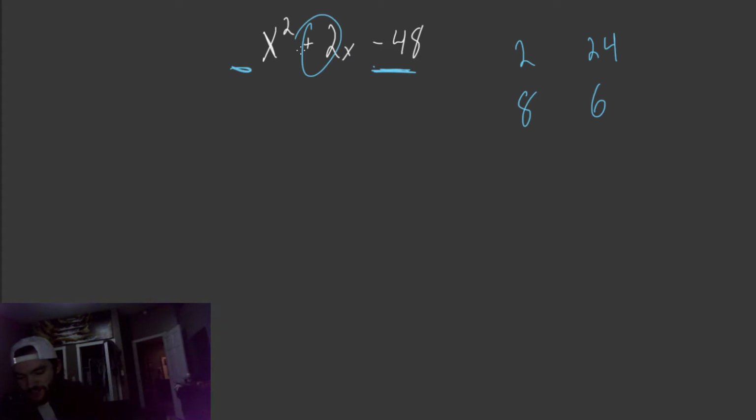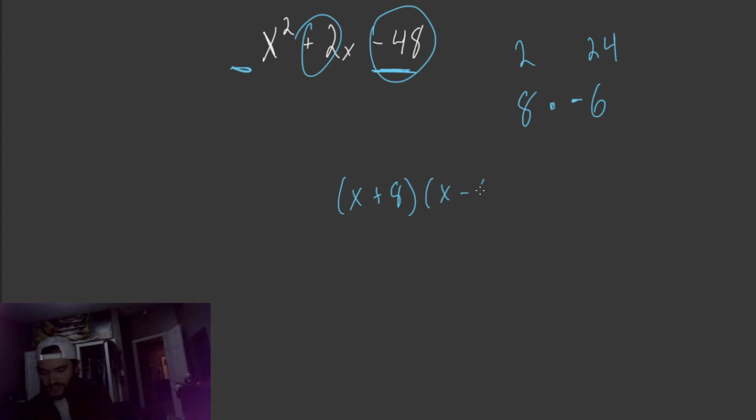And now I want positive 2, so the 6 just has to be the negative, so that when I multiply these two, I become negative 48. That is it. That's it. So we end up having x plus 8, because it's a positive 8, and then x minus 6. Boom. Just like that. And if I were to FOIL this thing all out, it would become this problem again. But I don't want to do that. We've already done that before, so we're all good. Why did I just do that?